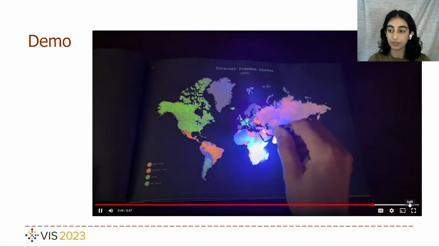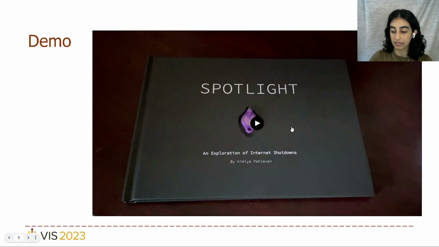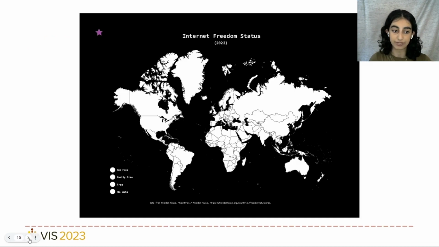And this is what they will look like after. And this is how the page looked before the light was applied.